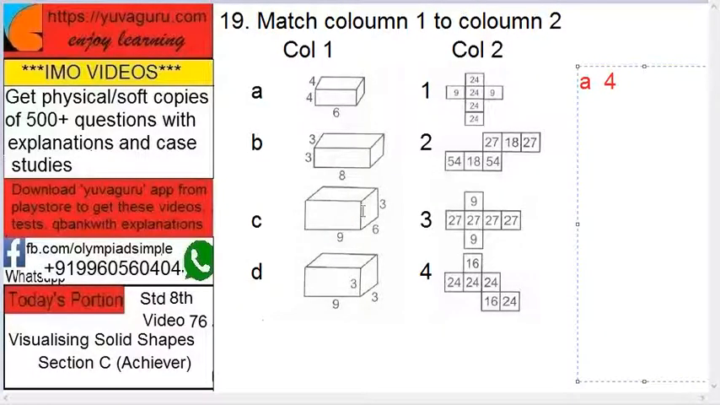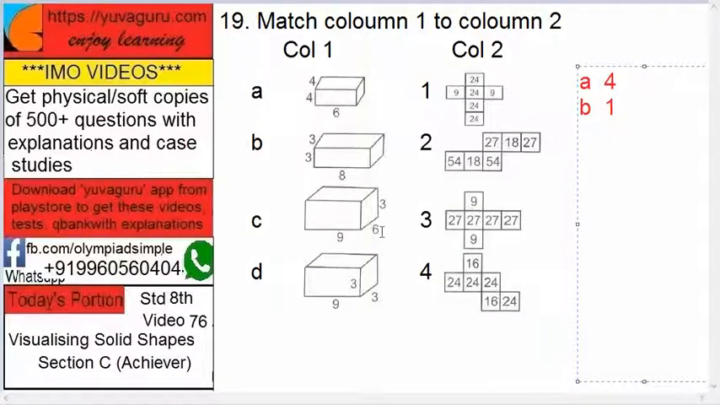Because here you have nothing. No, only 24. 24 is a catch over here. 24 here, 24 there. Check which one has 24 area. 1. So B will match with 1. Next is 9 times 3, 27. But here is also 27. So these two will clash.